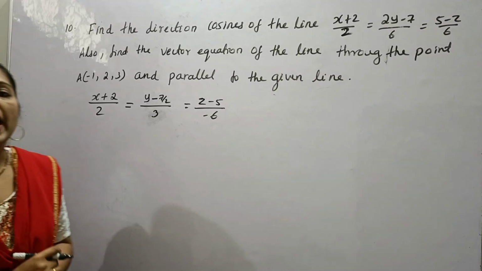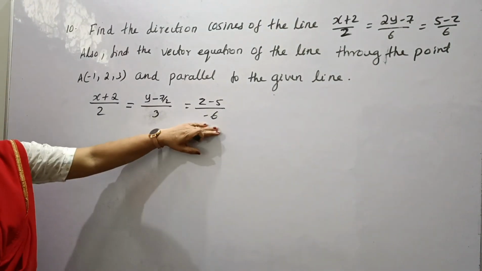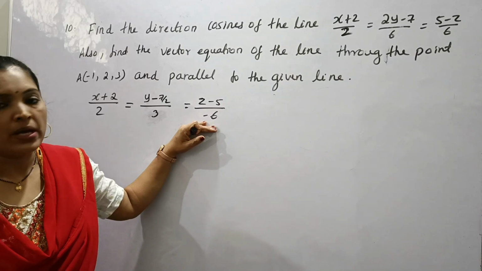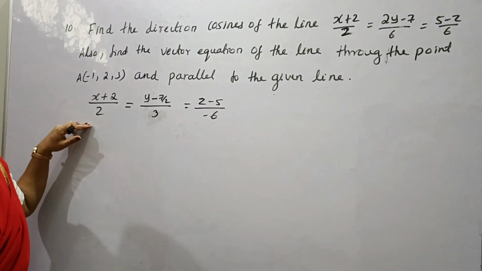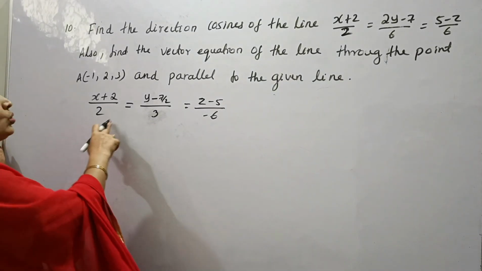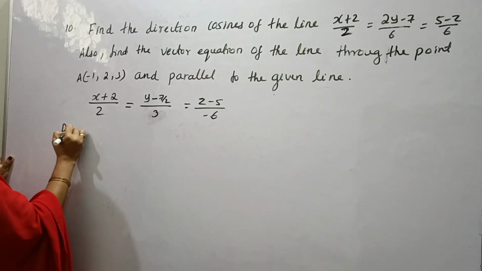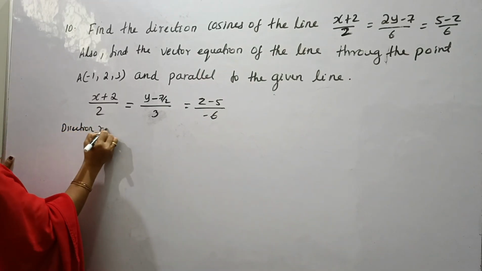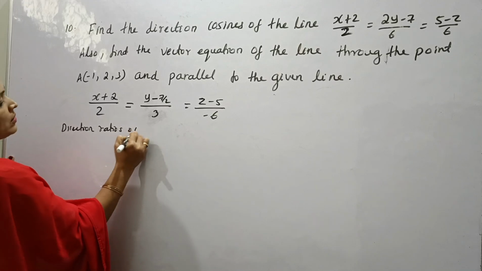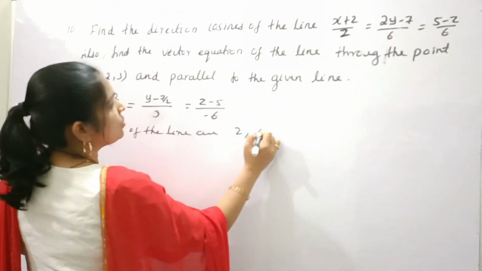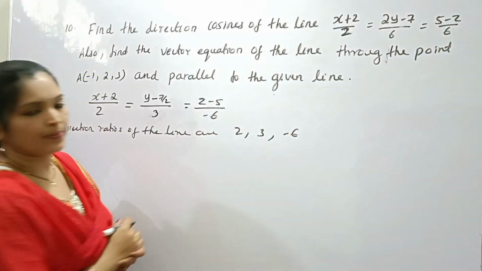Now we have to find the direction cosines, right? See here, we know the relationship between direction cosines and direction ratios. Here we get the direction ratios of this line: 2, 3, minus 6 are the direction ratios. Direction ratios of the line are 2, 3, minus 6.